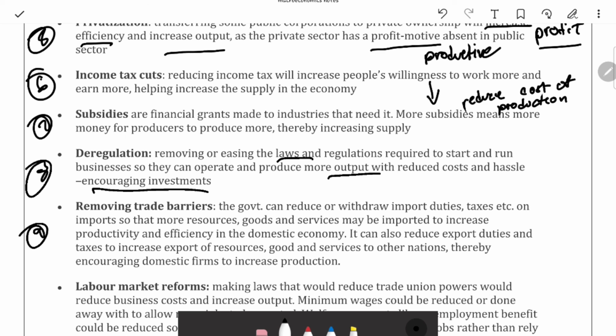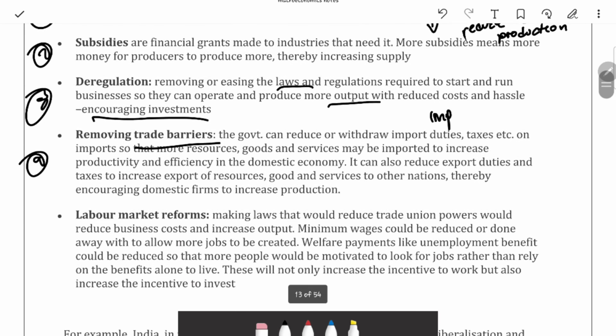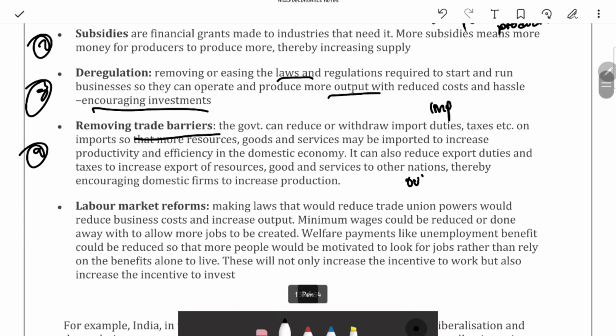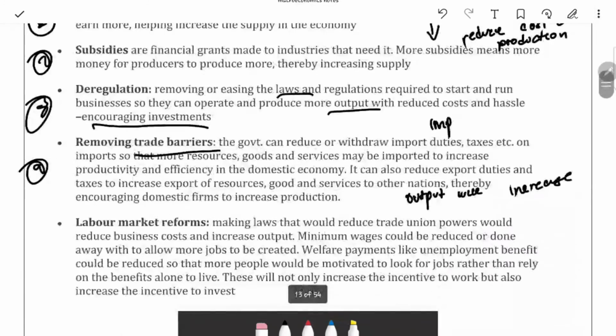Then number 9, we are having a look at trade barriers. Trade barriers are basically import and excise duties and stuff like that. So if there's more imports and exports, the businesses will acquire more resources so easily that they can have more output. So in all of this you can see the output will increase.